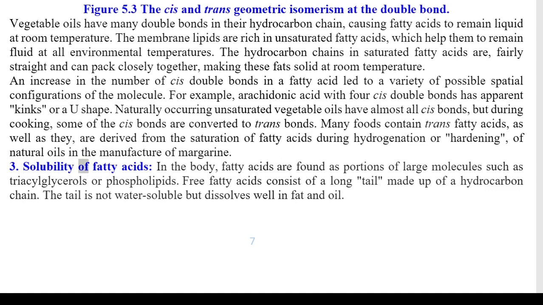3. Solubility of fatty acids. In the body, fatty acids are found as portions of large molecules such as triacylglycerols or phospholipids. Free fatty acids consist of a long tail made up of a hydrocarbon chain. The tail is not water-soluble but dissolves well in fat and oil.